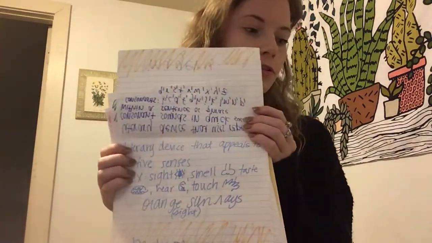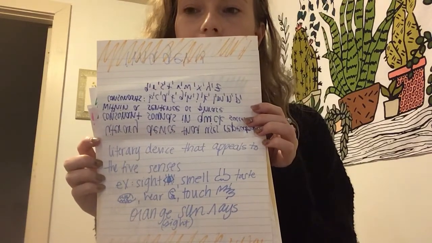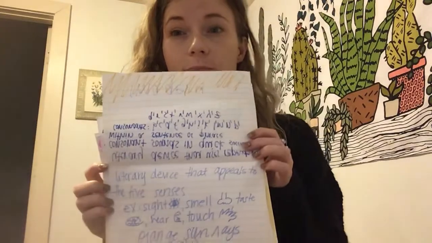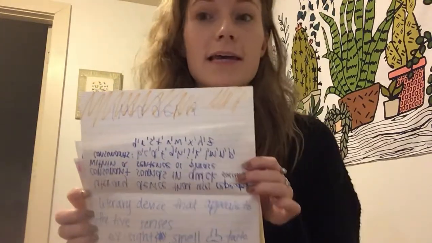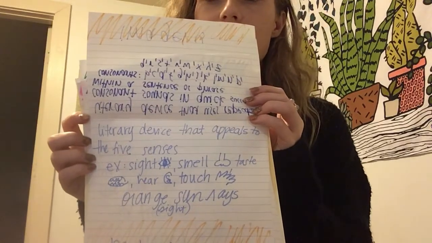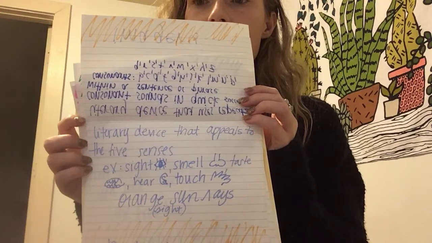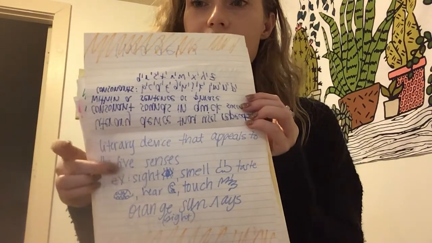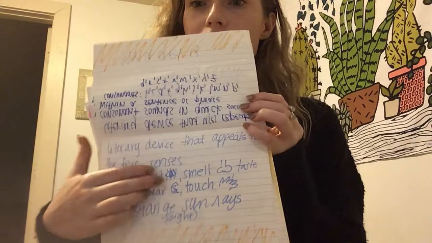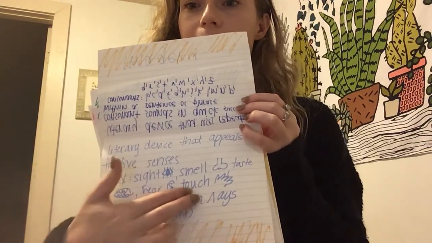So our next word is imagery. It's a literary device that appeals to the five senses. When I say appeals, it hits or really links up with those five senses. So examples are sight, smell, taste, hear, and touch. As you can see, I even drew little symbols to help me remember exactly what imagery is.